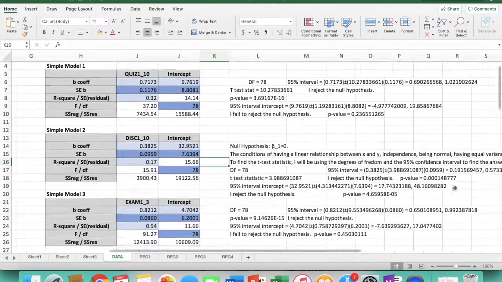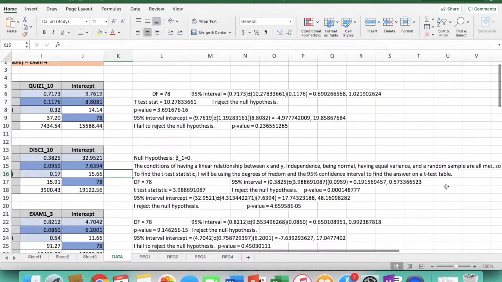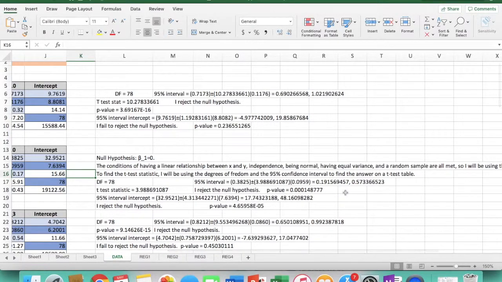I then plugged that into the 95% confidence interval equation, and I used the coefficient and the standard error for that. I got the confidence interval from 0.19 to 0.57 and a p-value of 0.00015. So in this case, I decided to reject the null hypothesis. This is for the actual x values.